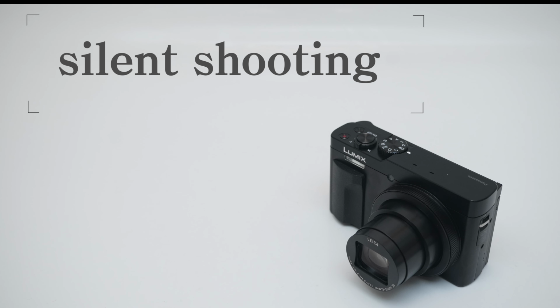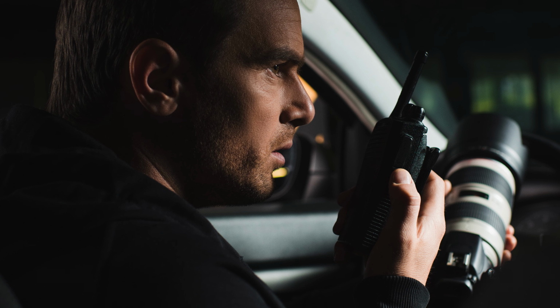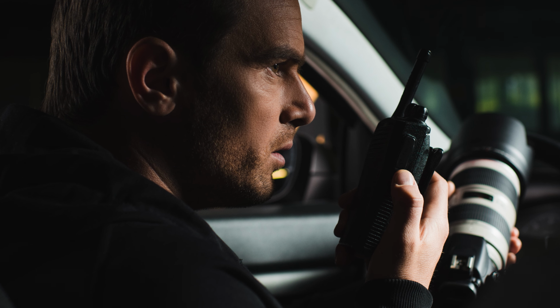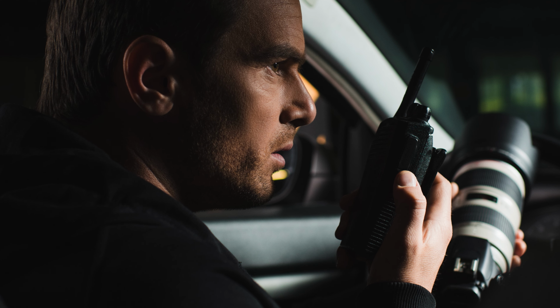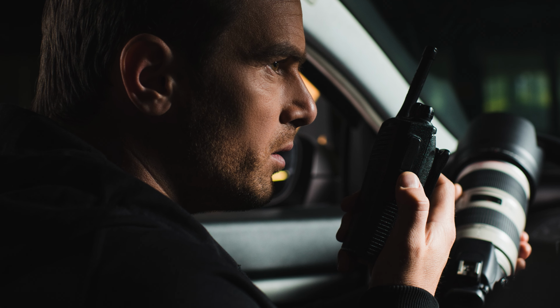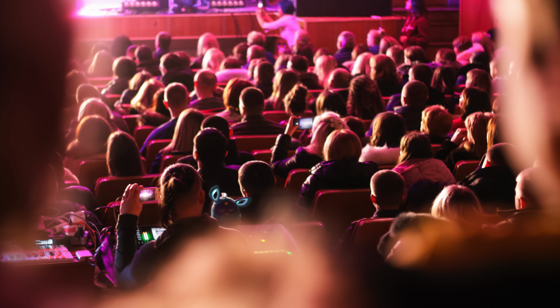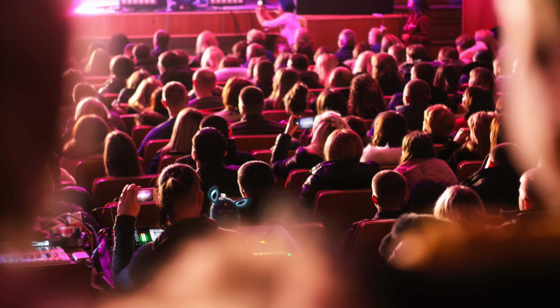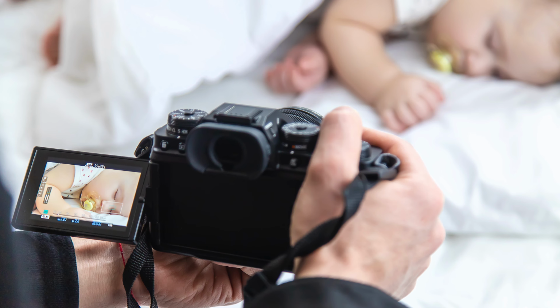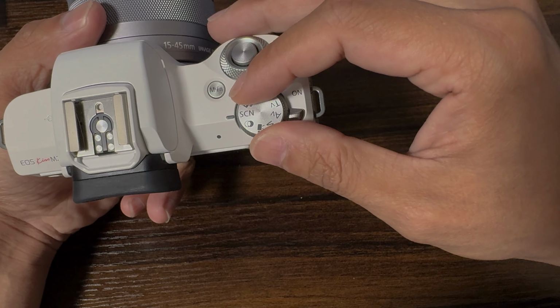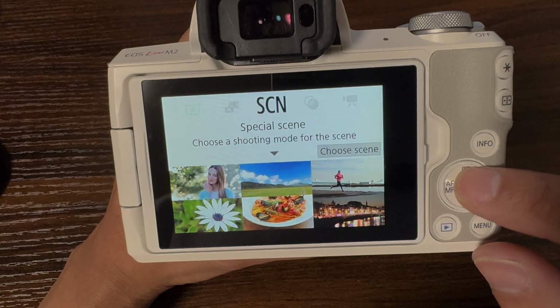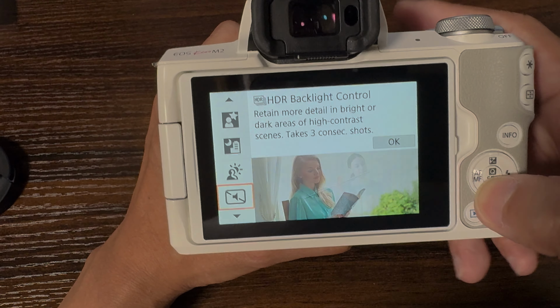Next is silent photography. Sometimes you want to shoot without drawing attention. That's where silent shooting comes in handy. Since the camera shoots without making a shutter sound, you can take pictures without disturbing those around you. Recommended scenes. Shooting at the venue. Photographing a sleeping baby. Set it to scene selection. Press the Set button to select silent mode.